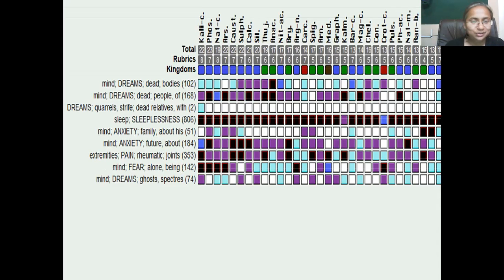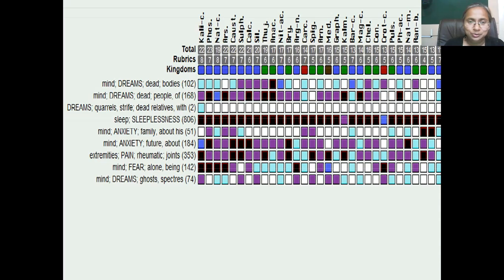So when she said that I had a fight with my aunt, whom I never fought when she was alive, I was looking for a rubric and I got this, and it has only two remedies. That was really striking for me. Then sleeplessness, anxiety about the family, anxiety about future, pain, rheumatic joints, fear of being alone, dreams of ghost inspectors. And can you see the only remedy which is covering, in fact, all of the symptoms except one, anxiety about family, that is Kalium carbonicum.